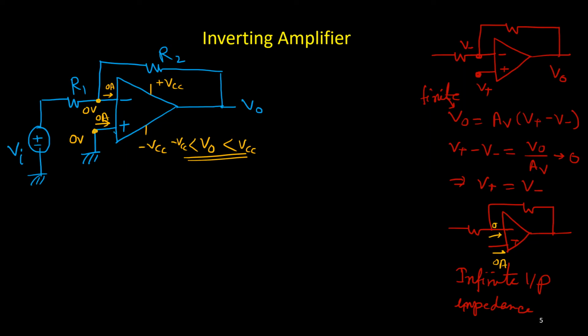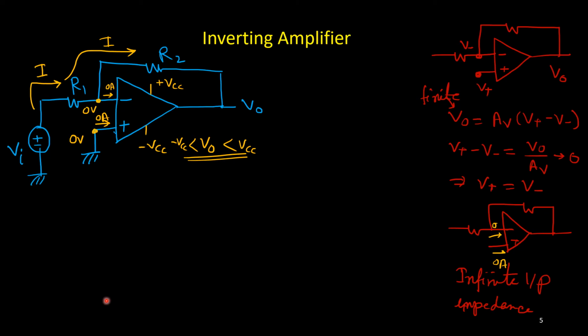So the non-inverting terminal is virtually grounded. Now, whatever current is coming here is supplied by the source Vi. If it is I, that has to go through this side only. This is also I, because there is no current entering the inverting terminal. So there is no other path. It has to go through this one. Okay, so that principle we can use.